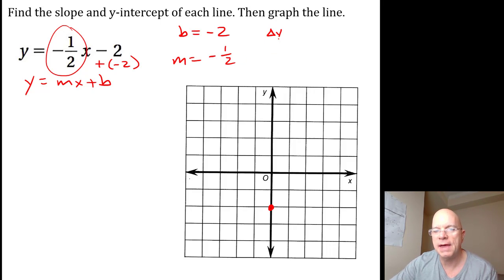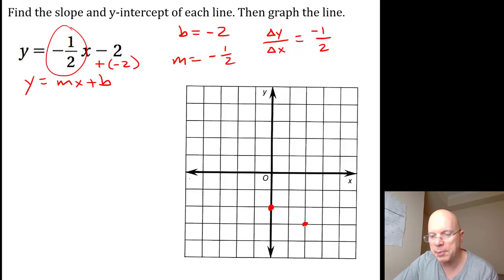So when we represent that as delta y over delta x, we've got two choices. But I'm always just going to make the delta y the negative and the delta x the positive. Unless I don't have room on my graph, then I'd go the other way. You might run into that problem at some point. So delta y is negative 1. I'm going to go down 1. And then from there, delta x is positive 2. So I'm going to go 2 to the right.